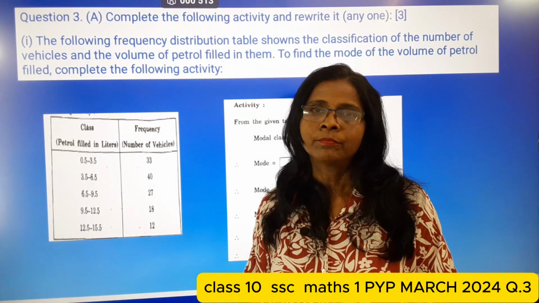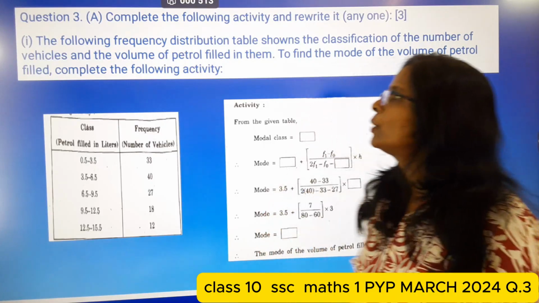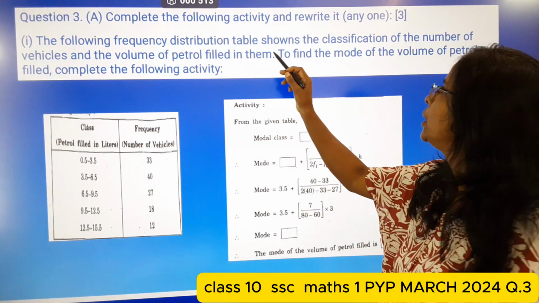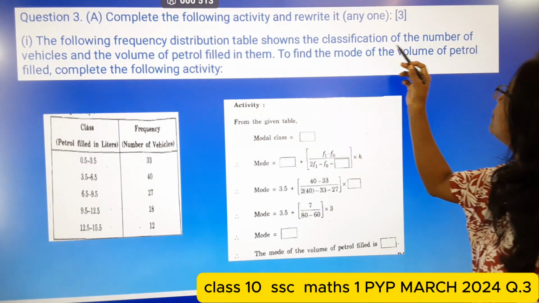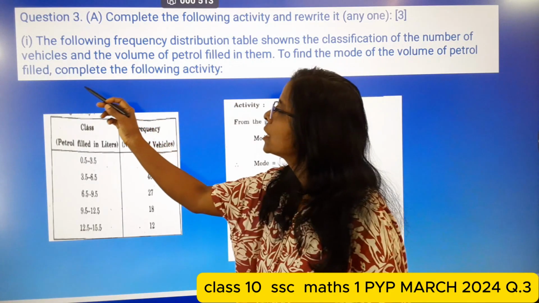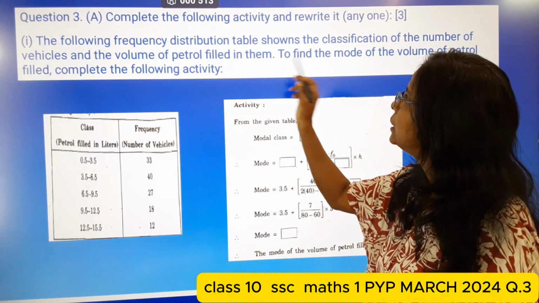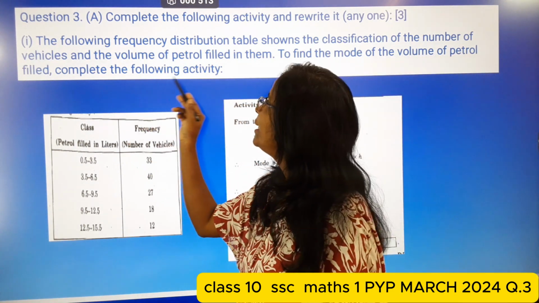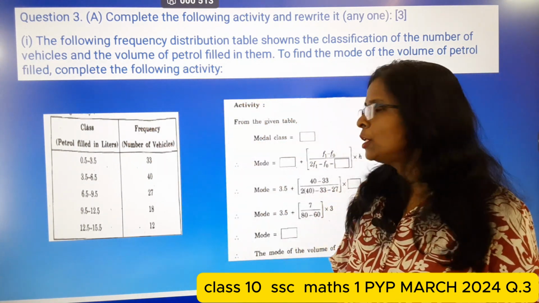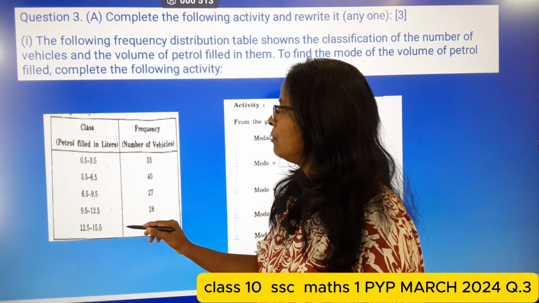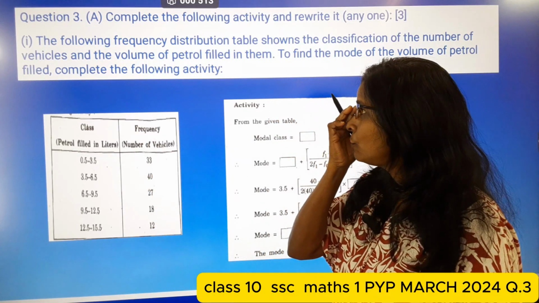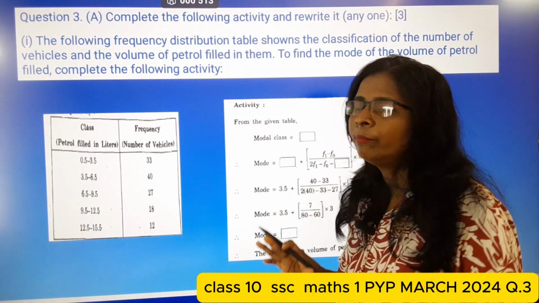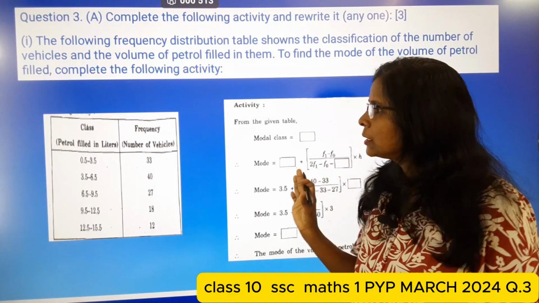Now here the question 3: the following frequency distribution table shows the classification of the number of vehicles and the volume of petrol filled in them. To find the mode of the volume of petrol filled, complete the following activity. Here students, the frequency table is given, and we have to complete this activity by filling up these boxes.